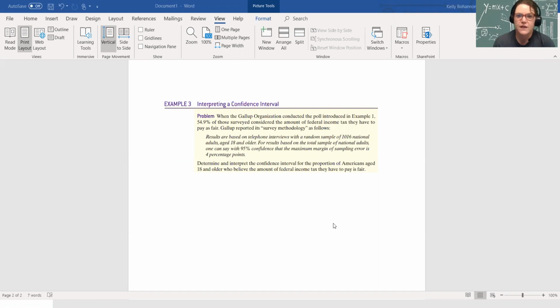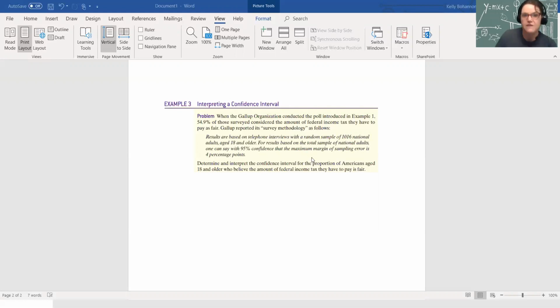54.9% of those surveyed considered the amount of federal income tax that they have to pay to be fair. Gallup reported its survey methodology as follows. Results are based on telephone interviews with a random sample of 1,016 national adults age 18 and older. For results based on the total sample of national adults, one can say with 95% confidence that the maximum margin of sampling error is 4 percentage points. Determine and interpret the confidence interval for the proportion of Americans aged 18 and older who believe the amount of federal income tax that they have to pay is fair.